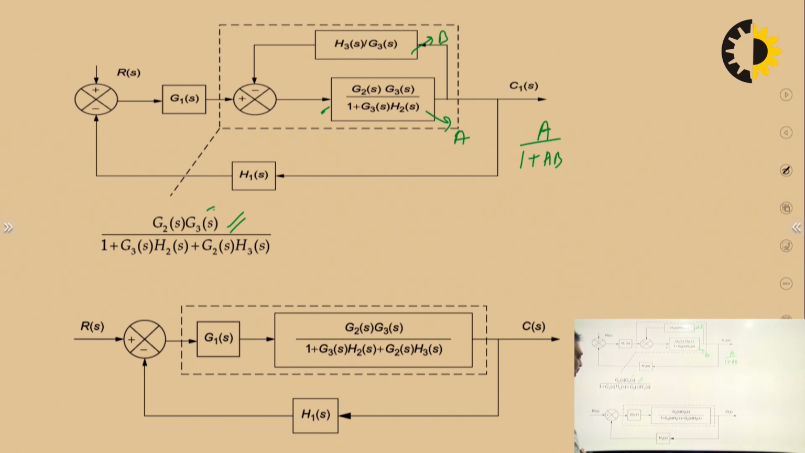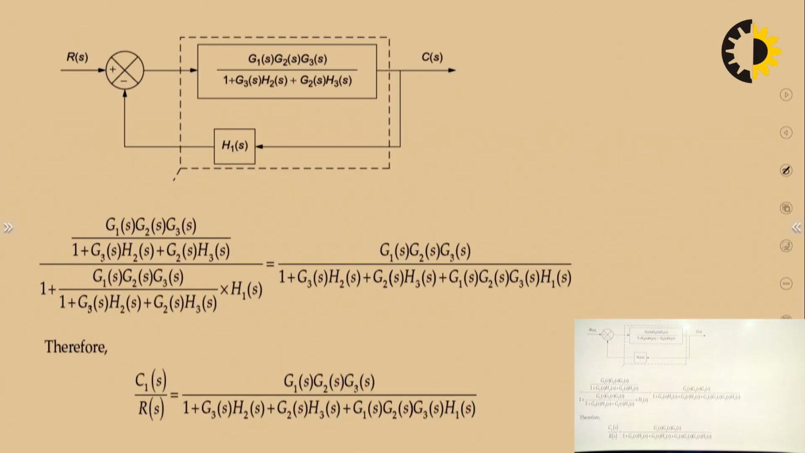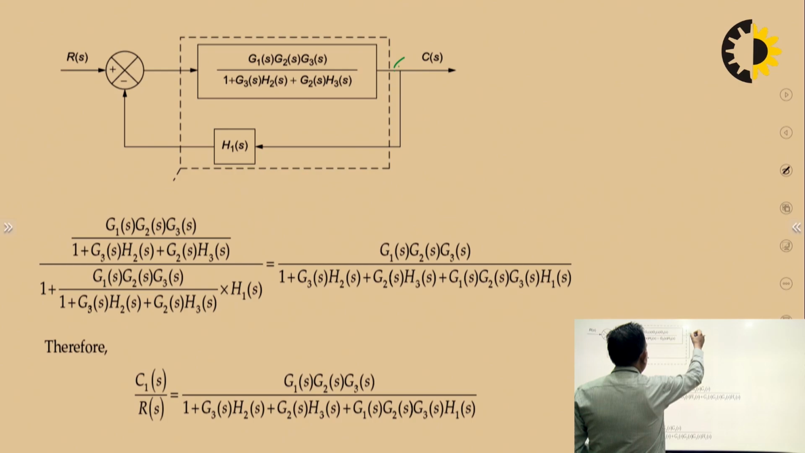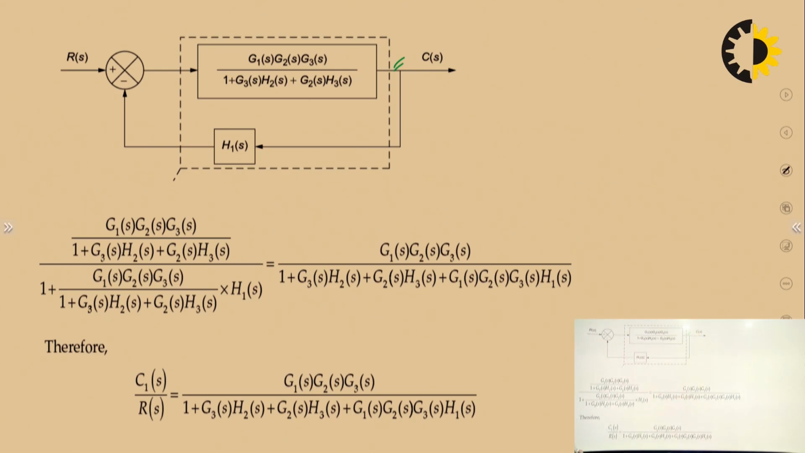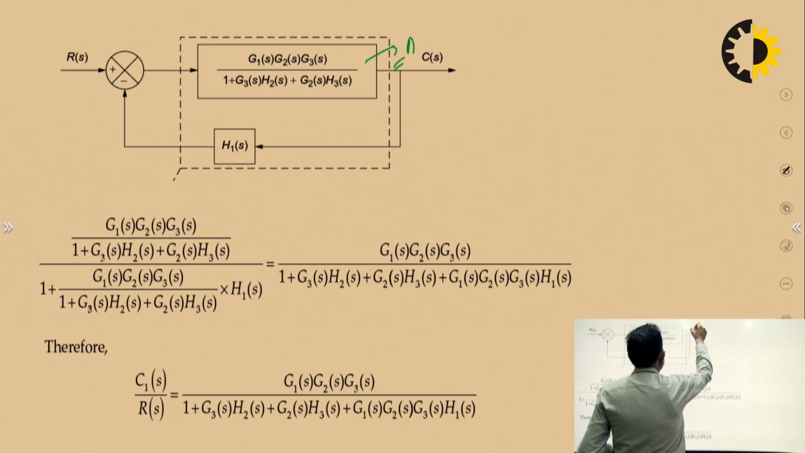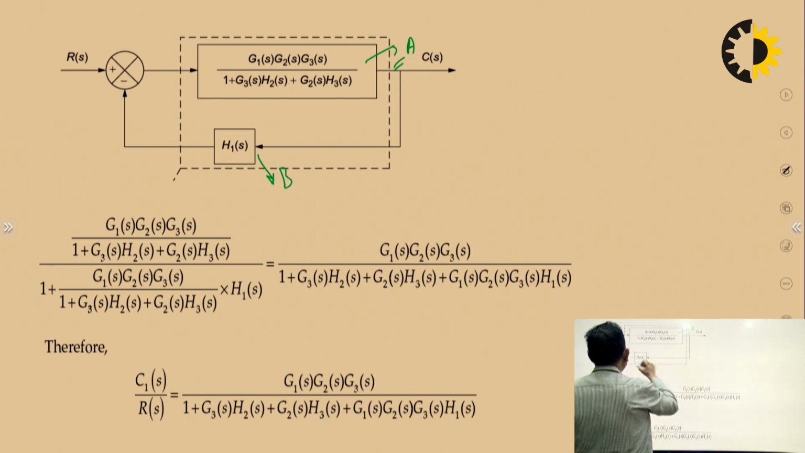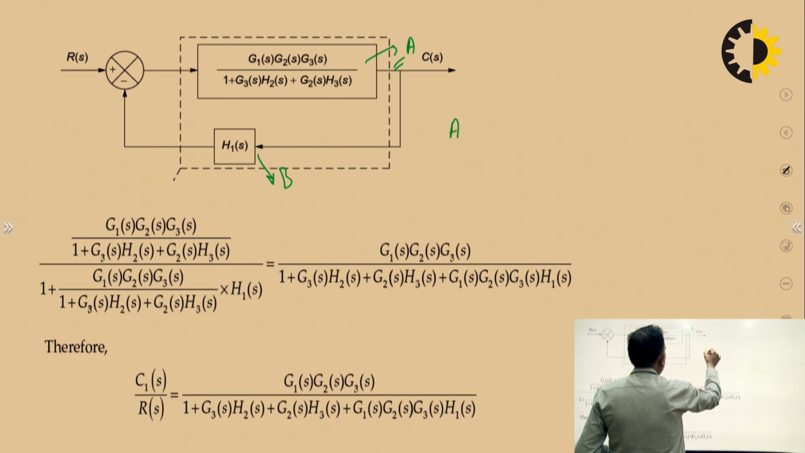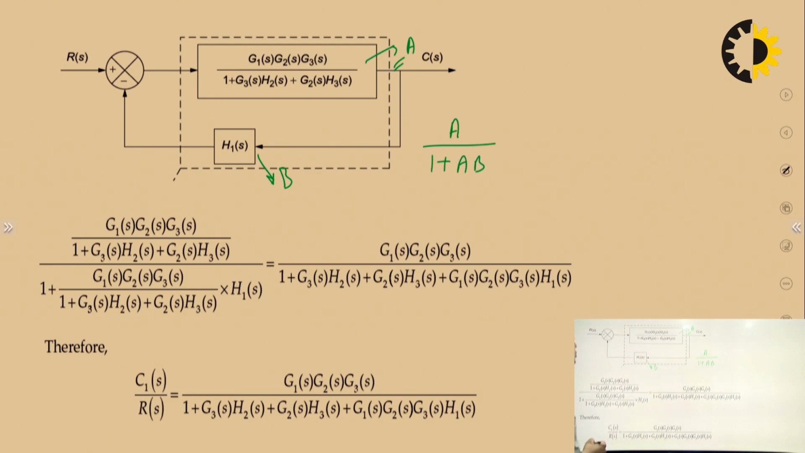You can see these two are in cascade, and H1S is again in the feedback. So we will simply multiply because these are in cascade and H1S is the feedback path. You can easily solve it. You can see the change here: G1S is multiplied now and H1S is the negative feedback. If it is A and it is B, negative feedback will become A upon 1 plus AB, that is, GS upon 1 plus GS into HS.